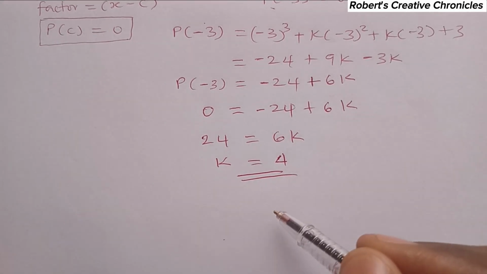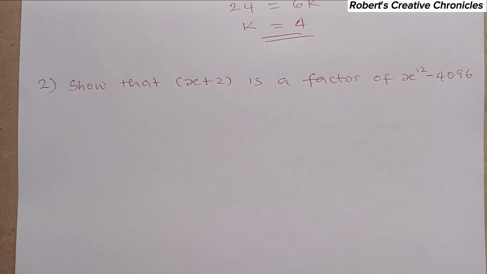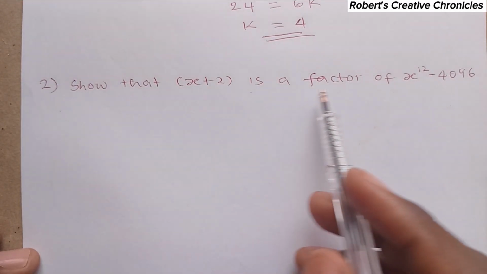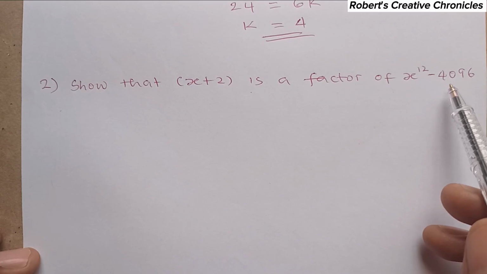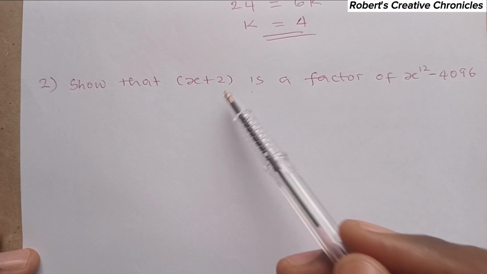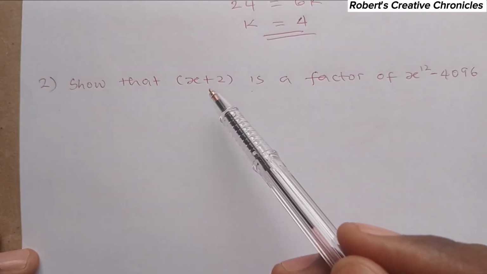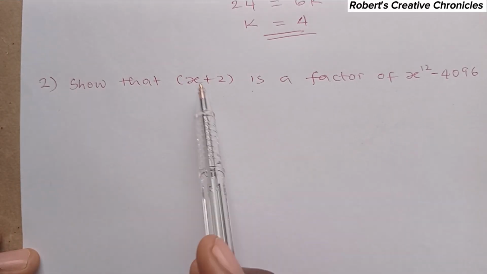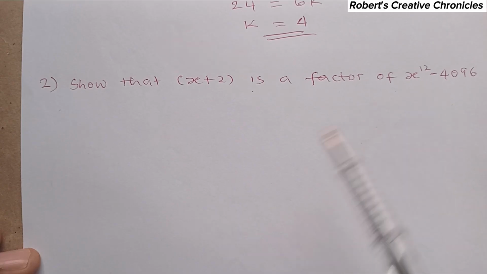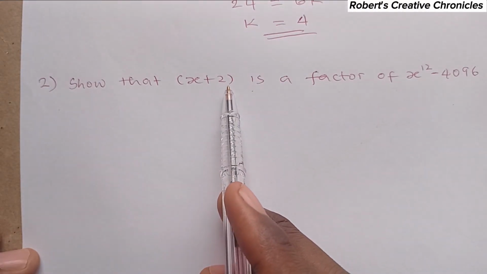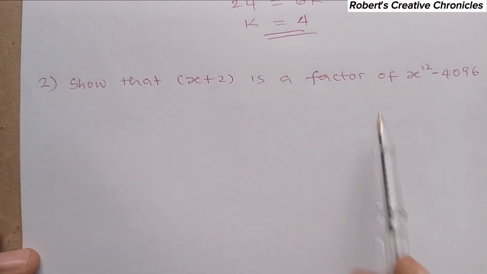Now let's move to the second exercise. So this is the second exercise. Show that x plus 2 is a factor of x to the power of 12 minus 4096. In this one, we also use the factor theorem that we used in exercise 1. So if this is a factor of this, that means if you equate this to 0 and you substitute the value of x into this, it should give us 0.